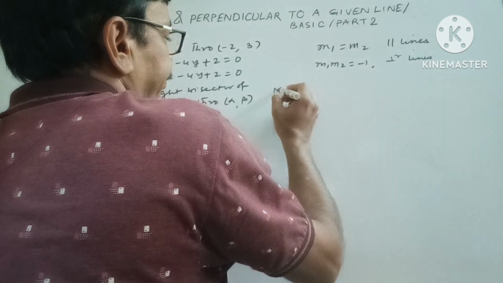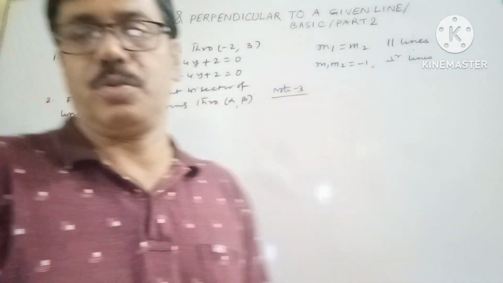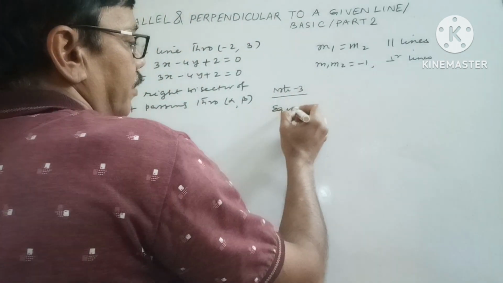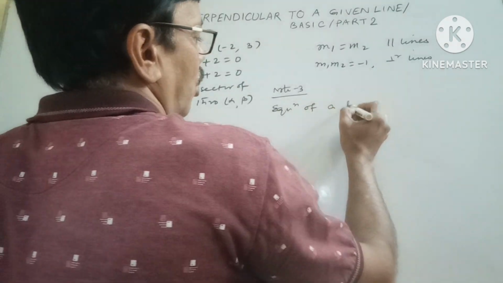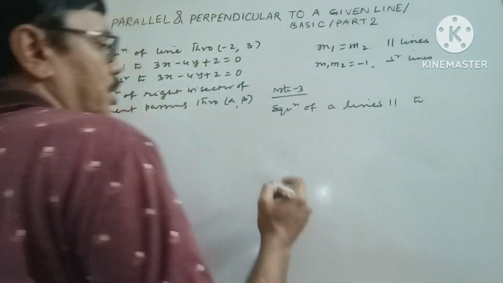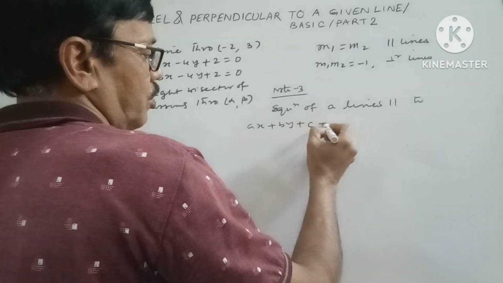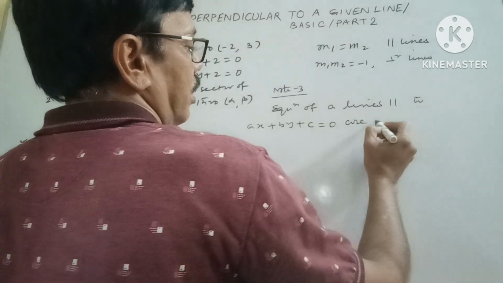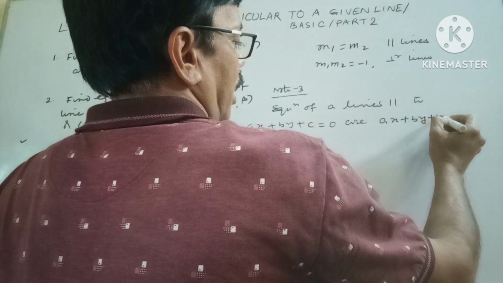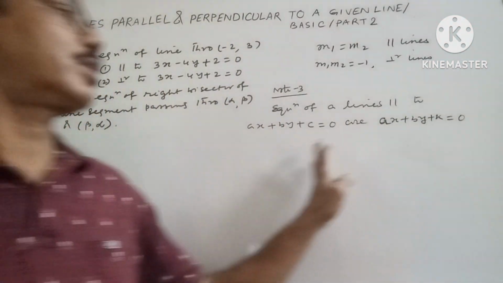Now note 3. We have considered up to note 2. So what is note 3? The equation of lines parallel to ax plus by plus c equals 0 are ax plus by plus k equals 0. Only you have to change the constant.